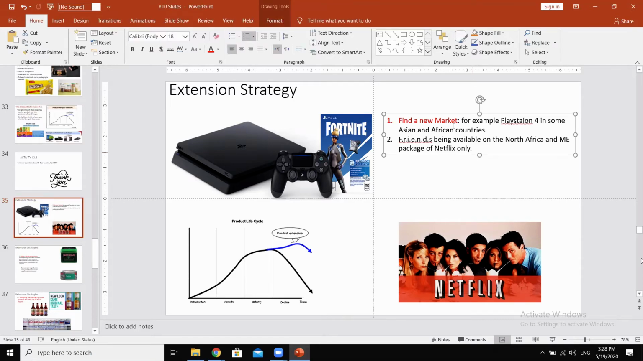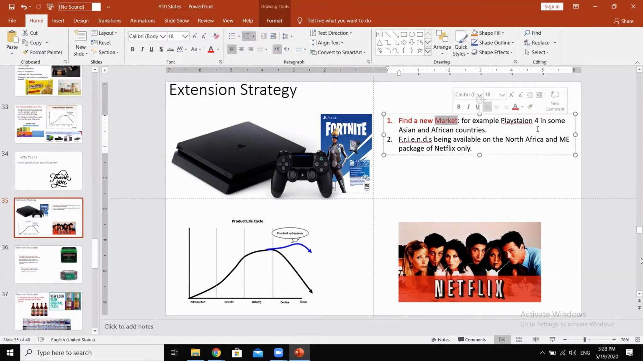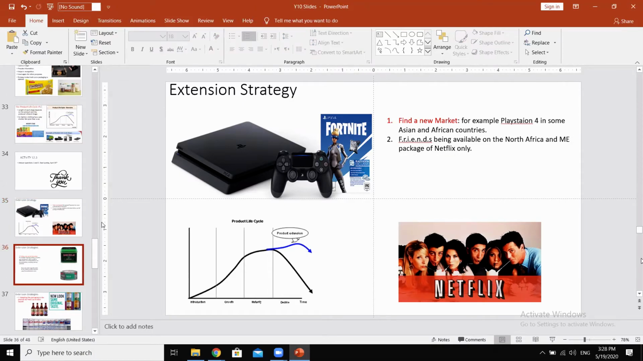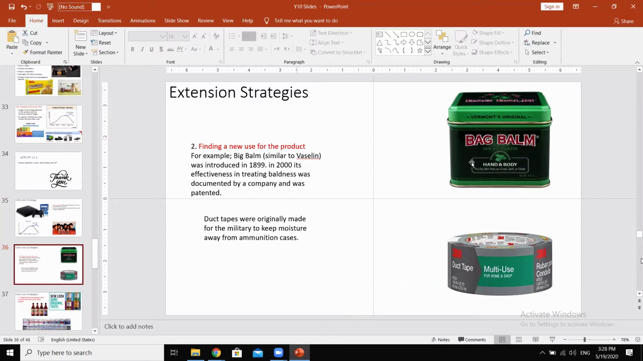Well, you can find a new market for your product. For example, PlayStation 3 in Africa. You can find a new geographical location like the Middle East and Africa and some Asian countries and so on. Number two, find a new use for the product. Big Balm is a hand cream that used to be used for another purpose. Duct tape was used by the military to protect their ammunition from moisture, but now it's used for building.